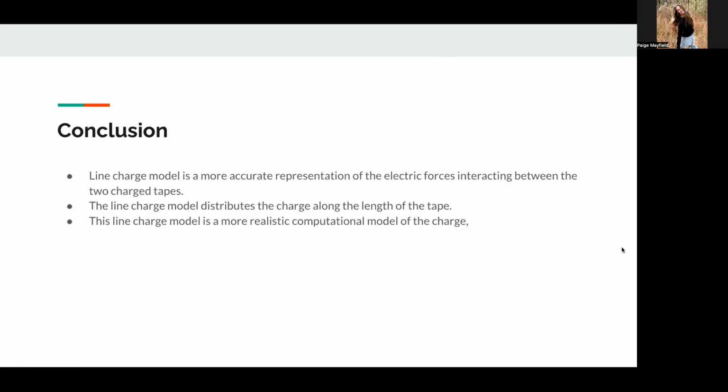In conclusion, the line charge model is a more accurate representation of the electrical forces interacting between the two charge tapes. The line charge model distributes charge along the length of the tape, so it is going to be a more realistic computational model of the charge.